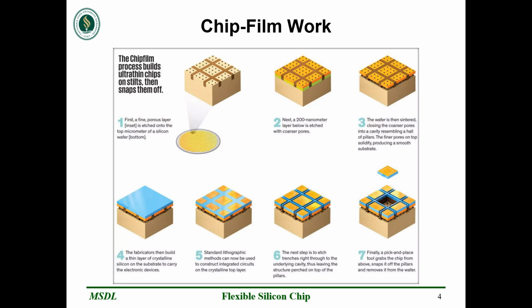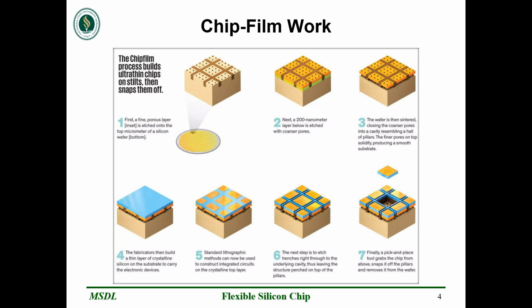Now, what's the chip film work? Like, how does the chip film work? So there are certain steps we follow. Step one. There is a silicon wafer. First of all, a fine porous layer is etched onto the top micrometer of a silicon wafer, as you can see in step one.